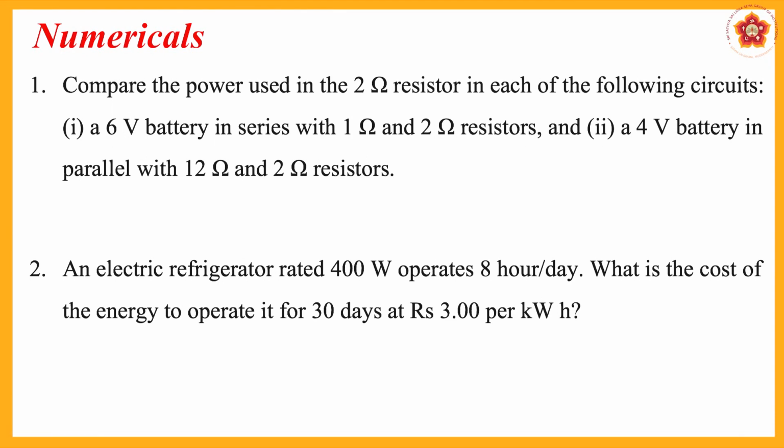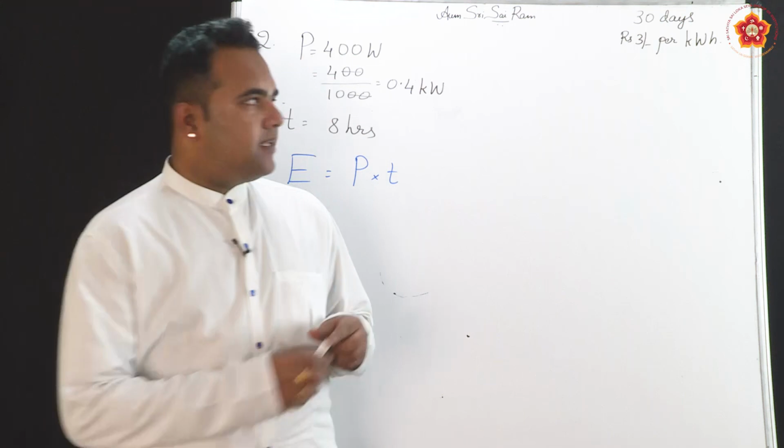So, let us have a look at the second question. They are asking an electric refrigerator rated at 400 watts, which means the power is given for the refrigerator, is operating 8 hours a day. What is the cost of the energy to operate it for 30 days at rupees 3 per kilowatt hour? So, let us write down the values first, what things are given.